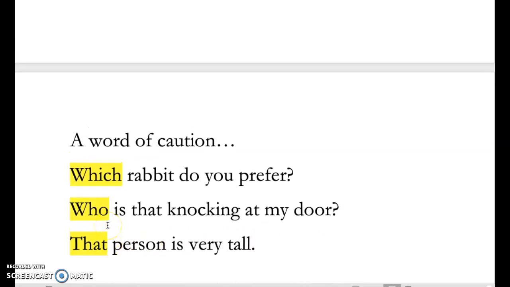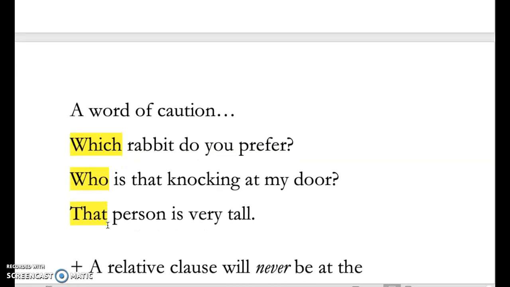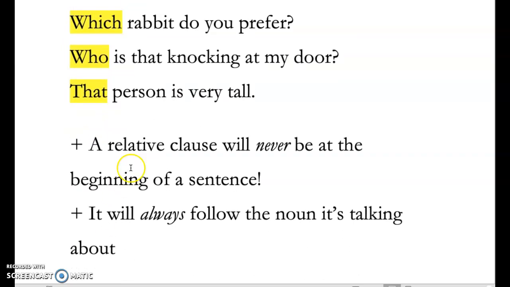We also use that as a way of sort of pointing with a word. So if I say, that person is very tall, you would have to imagine that I would be pointing or gesturing towards a particular person when I say that. So again, I have not created a relative clause there. So the way to remember this is that a relative clause will never be at the beginning of a sentence. These words will make questions, or in this case, a sort of pointing gesture. A relative clause will always follow the noun it's talking about. So if I don't have a noun before the word which, or a noun before the word who, or a noun before the word that, I have not created a relative clause.